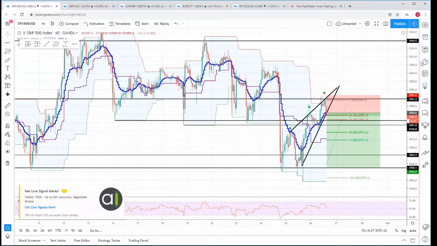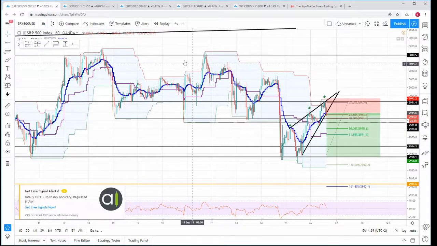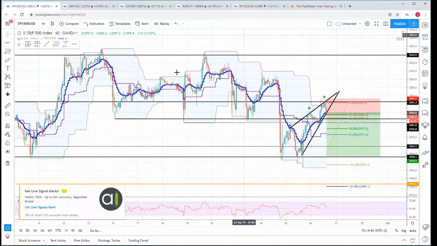So I'll show you. We don't have to look at the whole picture here. We just want to look at recent price action. There are all the key levels. Let's remove this one up here. There are all the key levels.